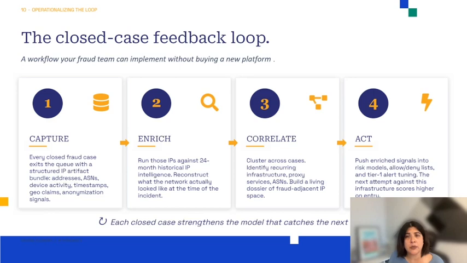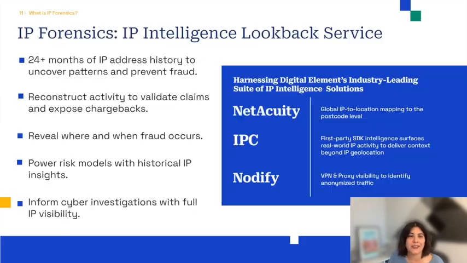And then correlate is where that value compounds. Patterns that are invisible in a single case become obvious when you cluster across, say, 50. And then you act. Act is the payoff. Enriched signals feed models and alert tuning automatically, so that the next attempt against that infrastructure scores higher before a human ever sees it. Really, the text on the bottom here says it all: each closed case strengthens the model that catches the next one. That's really the whole loop process in one sentence.